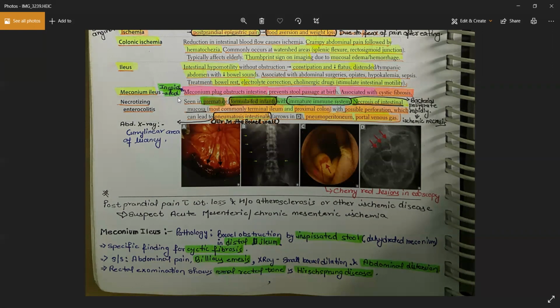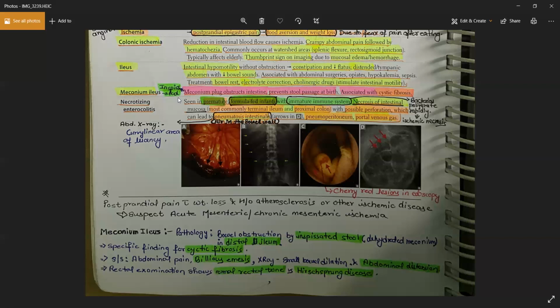Any doubt? Can you explain what this meconium plug actually is? I mean, what is the stool composition of it?